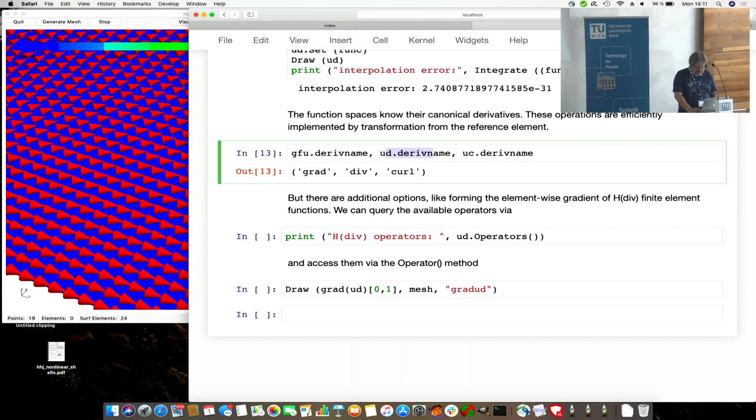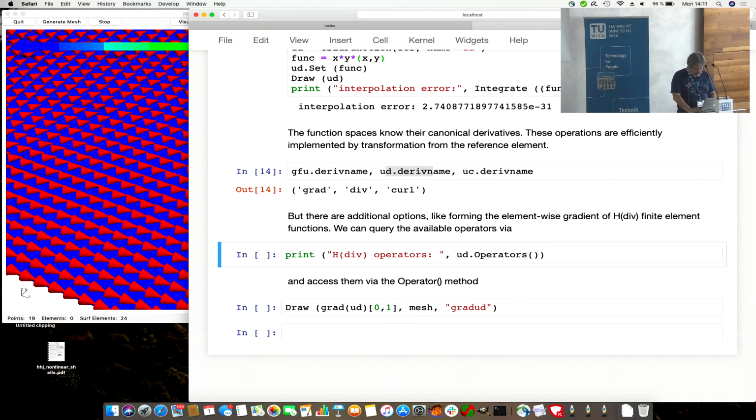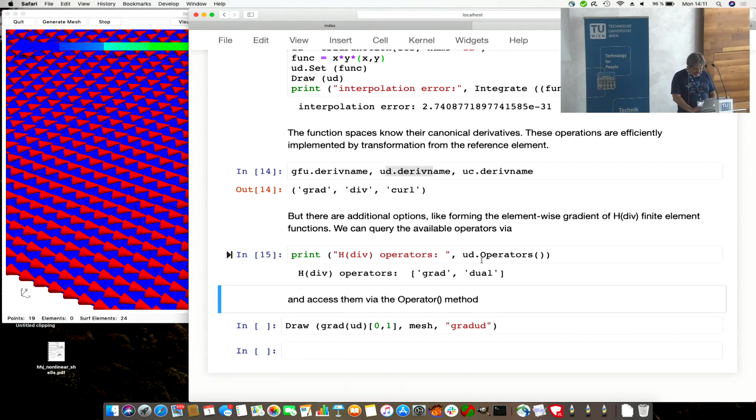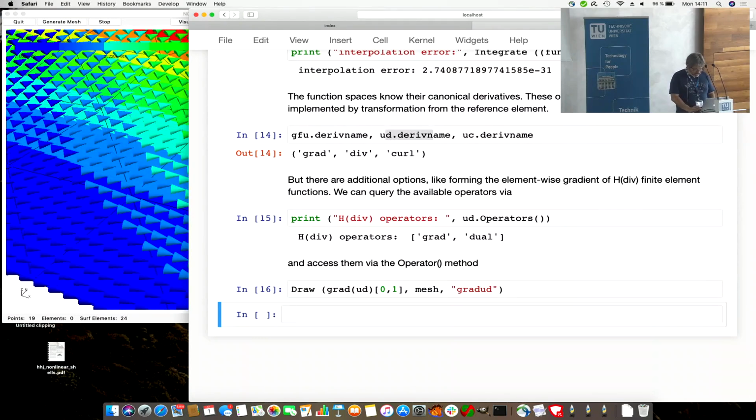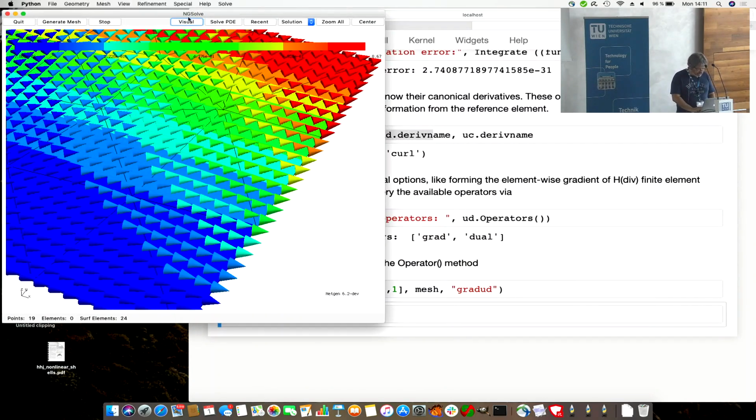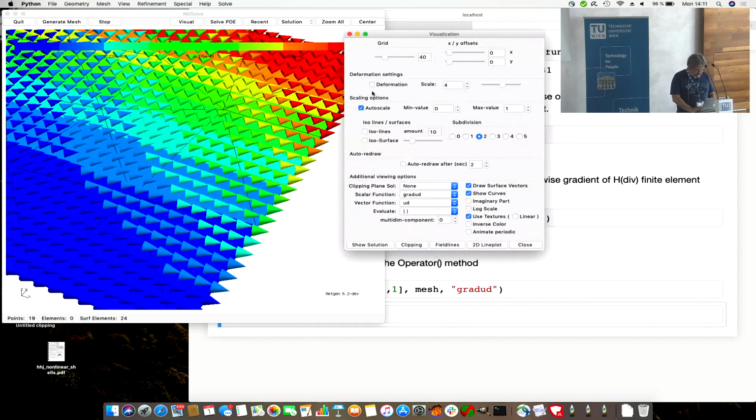Indeed, the H-div space provides also some additional operators. So we can ask the H-div function for its operators and see that it also can compute the gradient of the H-div function. And the gradient means element-wise gradient. On every element, it's a polynomial, and from this polynomial, we compute the gradient. And we can plot it and look at it. Okay, we should look at it as a scalar function.